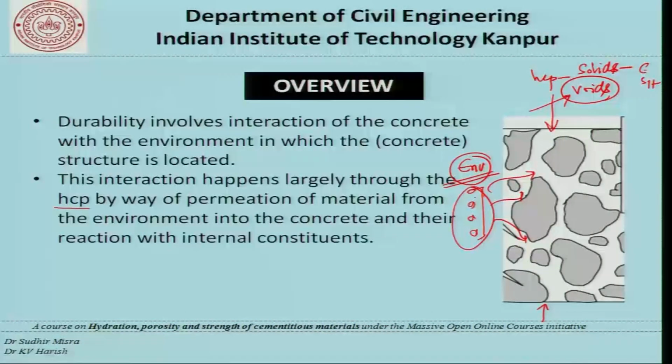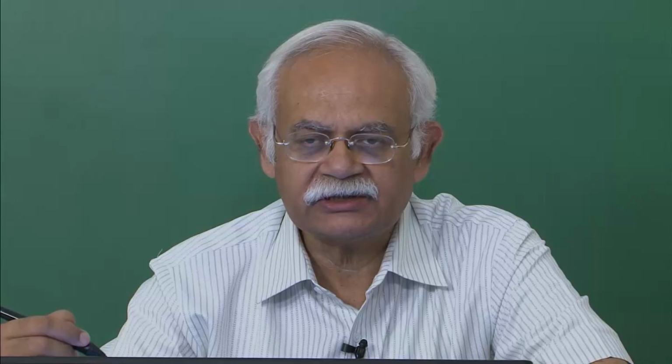Now, as these materials move through the voids, they interact with the other constituents of the HCP, namely the CSH gel and so on and so forth, and also at times with the aggregate. So, that is the root analysis of our understanding of durability.